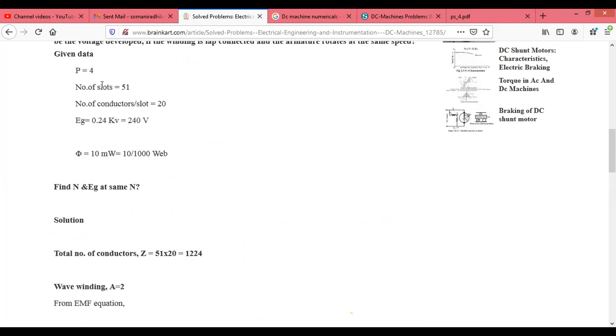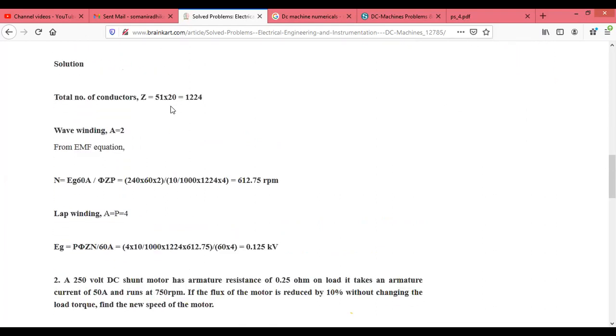If you are solving here, they have given the number of slots and the number of conductors per slot. So you can derive the value of Z here. If you solve, you will get 1224. So what I have done is I have written 1224 into N. N we have just solved.